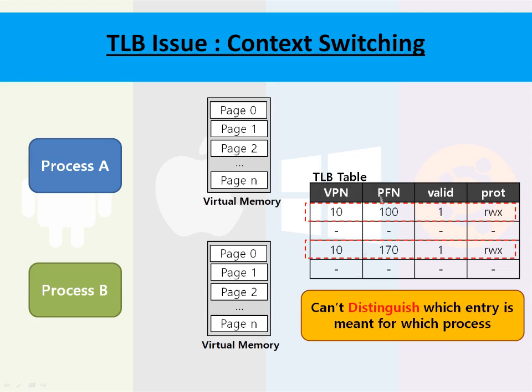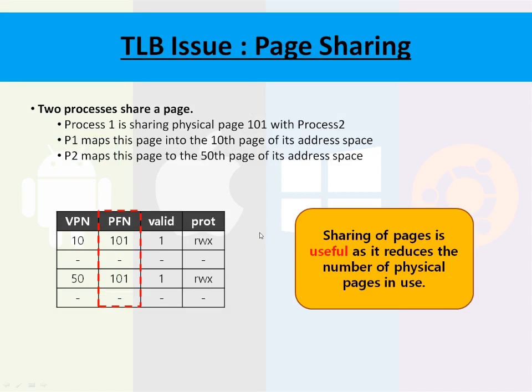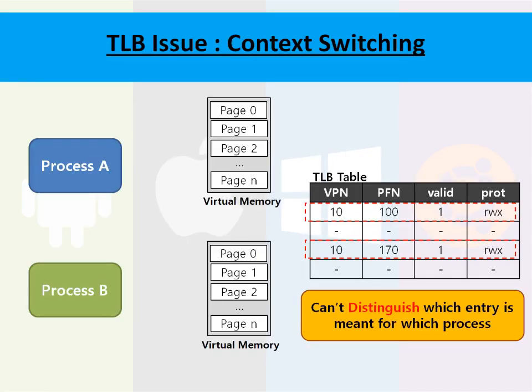Now, when we're doing the TLB lookup and seeing whether it is a hit or a miss, we can't distinguish which entry is meant for which process. So how do I know that VPN 10 translated to page frame number 100 was for process A, or was it for process B? I don't know. So that is a problem. That's the one problem.